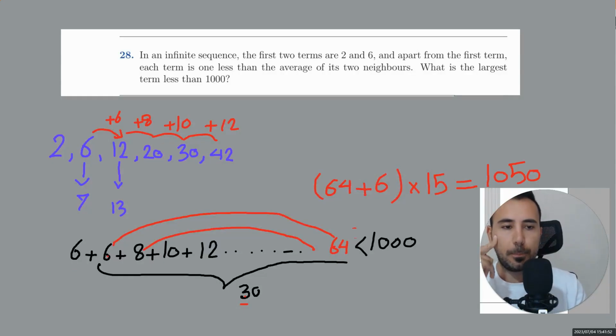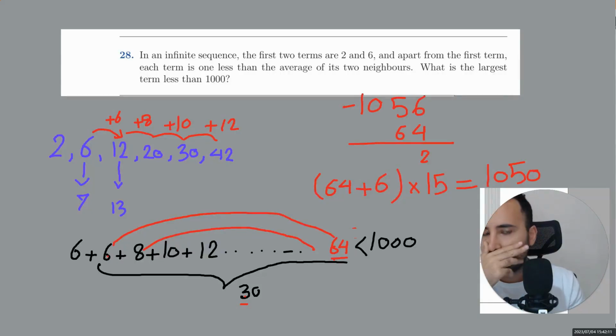Okay. So this is, my guess was a little extra. So let's remove this number. We have 1,056 minus 64. It would be 992. Okay. So the right answer is 992.